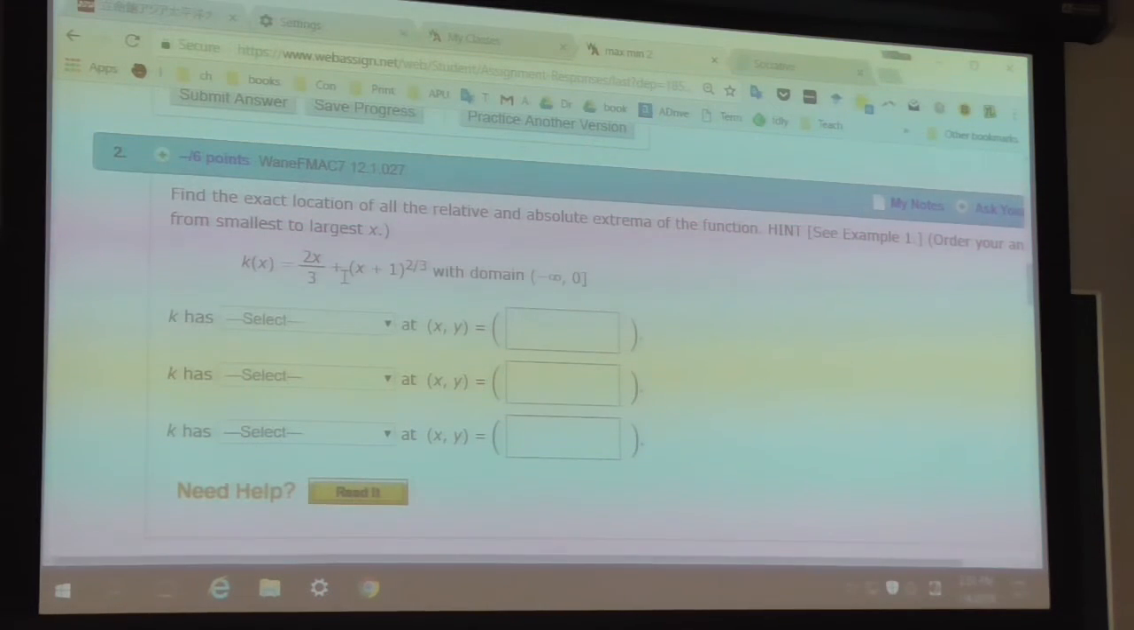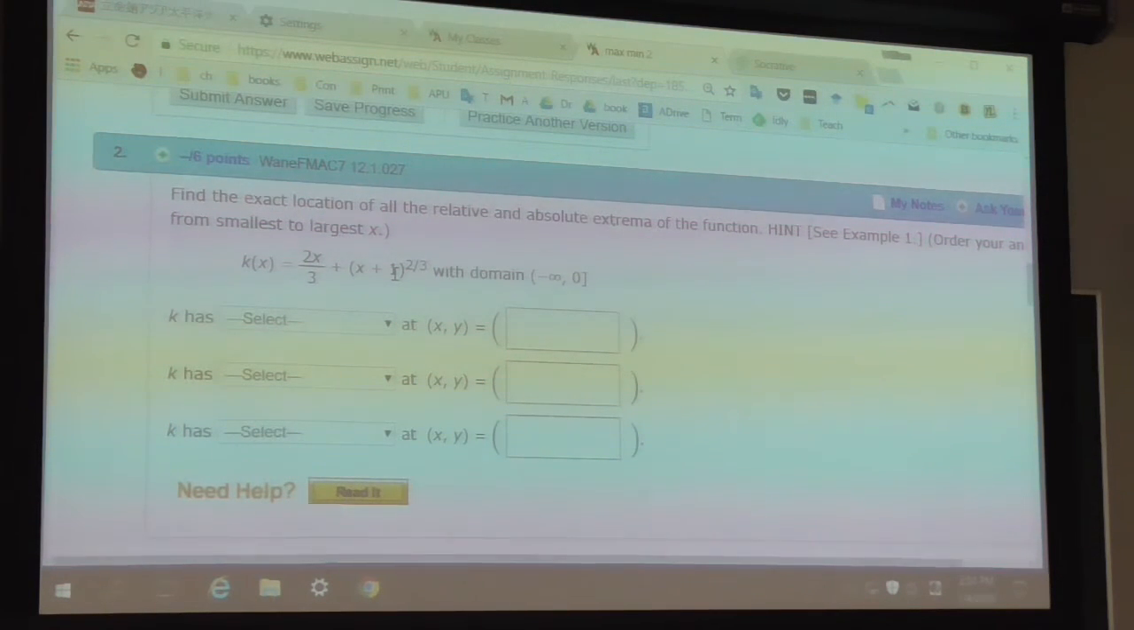Okay, so what about this one? What's the domain here? Negative infinity to 0. So we try and attack this the same way. What does that mean? We want to look for the critical points, which means where the derivative is 0, and the singular points, right? We want to find the critical points, so that means these two.